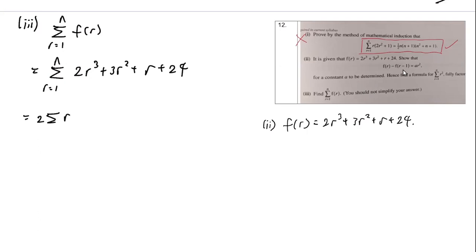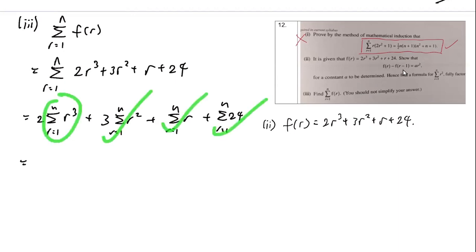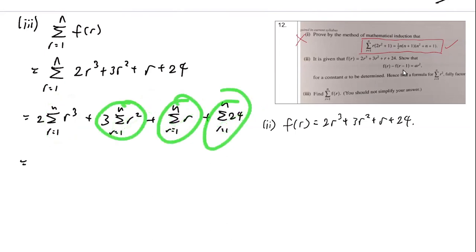So you get 2 times the summation of r cubed from i equals 1 to n, plus 3 times the summation of r squared from i equals 1 to n, plus the summation of r from i equals 1 to n, plus the summation of 24 from i equals 1 to n. Now, this part is challenging. These three parts are okay. So let's just deal with the last three terms first.